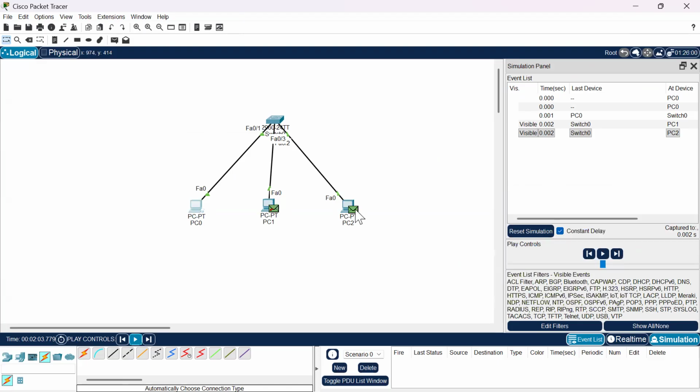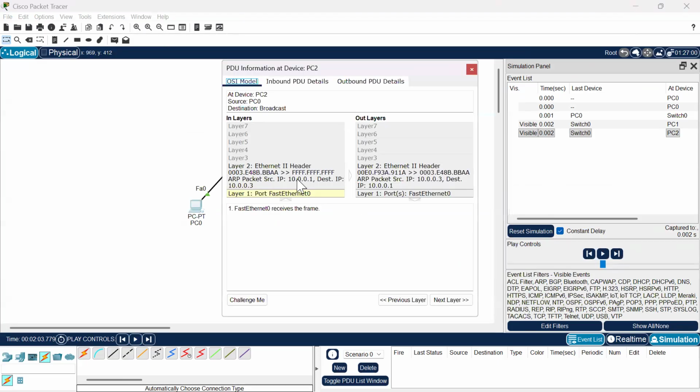Now this one will reply. When you see here, it received the MAC address information. It is showing you the target MAC address, and who is going to receive this information, that MAC address. All these things are operating on which layer? Layer 2. That's why we call ARP a layer 2 protocol, right?